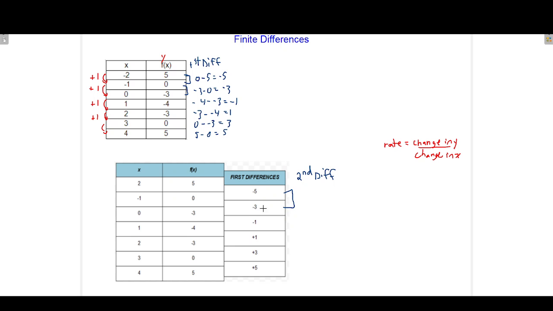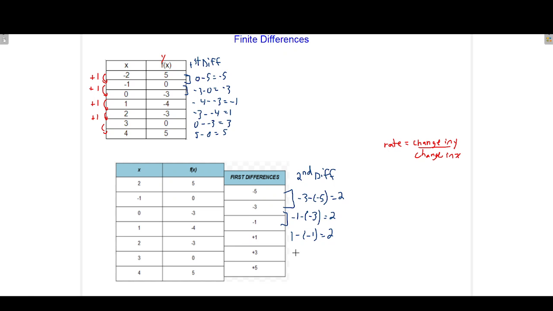I want to figure out, what do I have to add or subtract to go from negative 5 to negative 3? So I'll start with that negative 3 and subtract negative 5. Negative 3 minus negative 5 is the same as negative 3 plus 5, which will take us to 2. Then we just repeat that whole process all the way down. So negative 1 minus negative 3 is like negative 1 plus 3, which will take us to 2. And then here we'll do 1 minus negative 1.